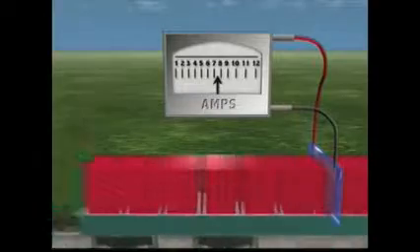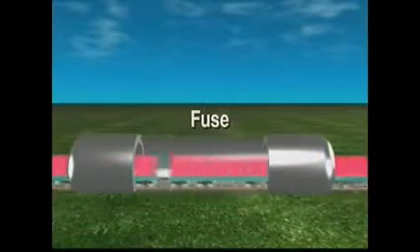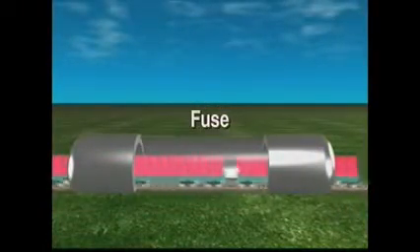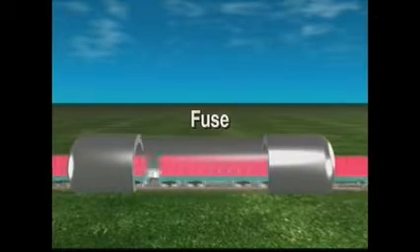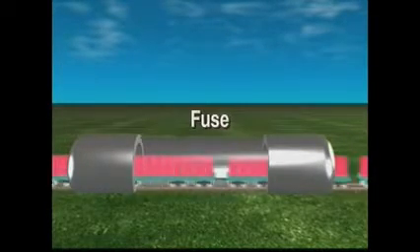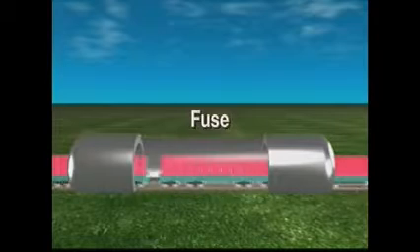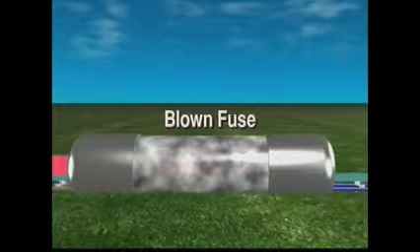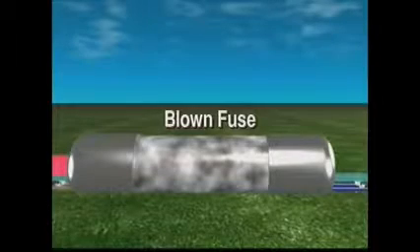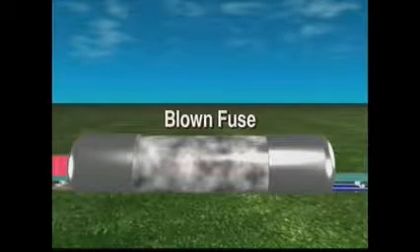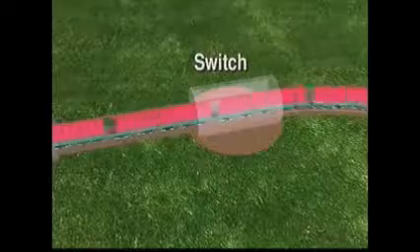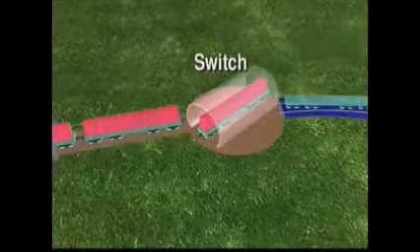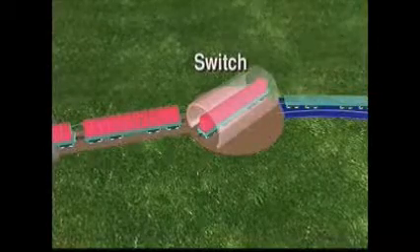To prevent excessive current from damaging our circuit, we need to install a fuse. Fuses are really protection devices designed to open the circuit when current flow exceeds the rating of the fuse. When a fuse blows, it usually means there's too much current flow caused by too little resistance somewhere in the circuit. A switch allows us to control current flow by turning the load on or off.